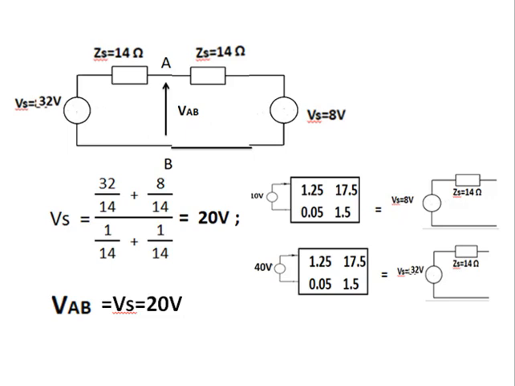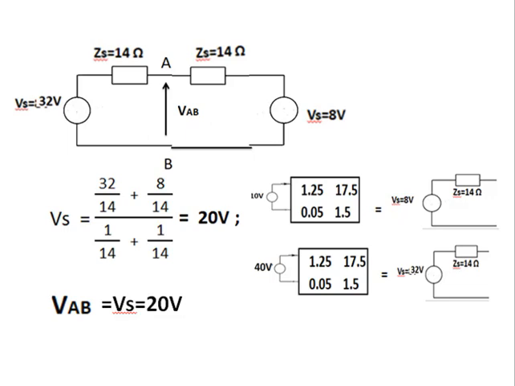Two sources with the same ABCD parameters. The first source is 40 volt with the same circuit: source voltage is 32 volt and source impedance is 14 ohms. Second circuit, 10 volt side: 10 volt with the same circuit, source voltage is 8 volt and source impedance is 14 ohms.